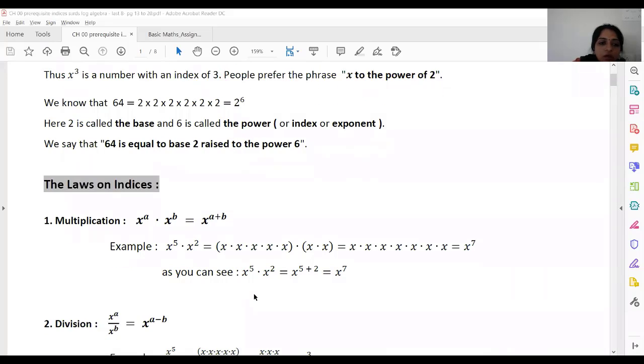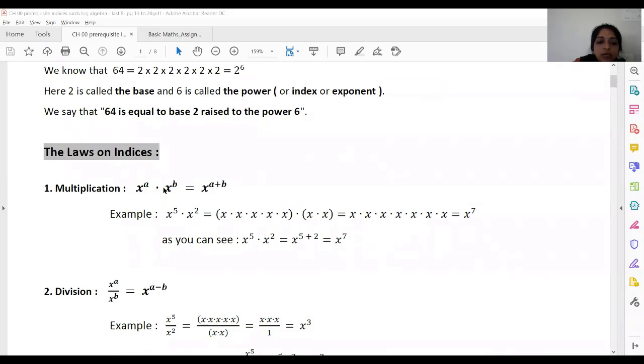First law is multiplication. x raised to a into x raised to b equals x raised to a plus b. There is one example, that is x raised to 5 into x square. Dear students, the base is the same, multiplication is there, so there is the addition of the powers, that is x raised to 5 plus 2 equals x raised to 7.